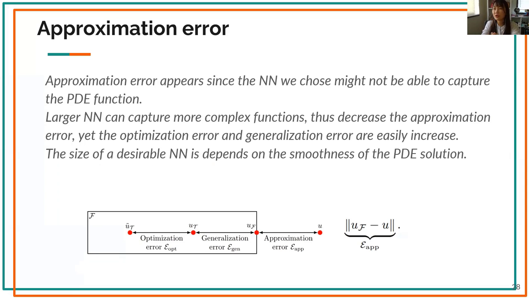Approximation error appears since the neural network we choose might not be able to capture the PDE function. If we give the neural network a more complicated architecture, then it might capture more and more complex functions. But you might have more optimization error from a more complicated neural network, because you have more weights, more parameters waiting for you to train. So it's kind of a trade-off, and it also takes more time. So these are the three types of errors that physics-informed neural networks may have.